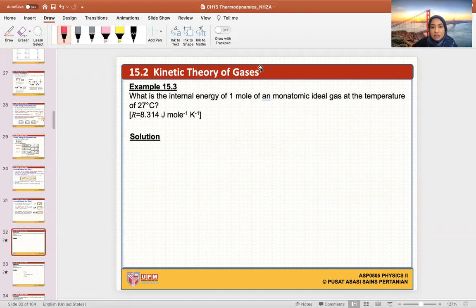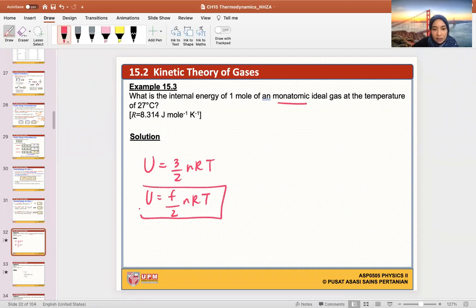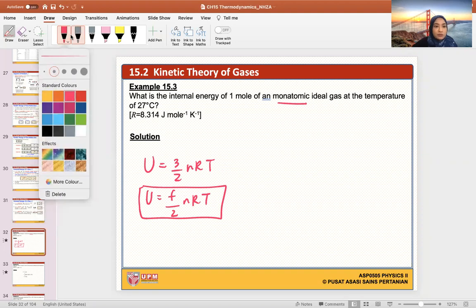What is the internal energy of 1 mole of a monoatomic ideal gas at a temperature of 27 degrees Celsius? We know that the equation for the internal energy of a monoatomic ideal gas is 3 over 2 nRT. If you want to start with the general equation, you can start with U equals F over 2 nRT. This is your general equation. We know this is monatomic, so I immediately use the 3 over 2 nRT. You don't have to start with the general equation.